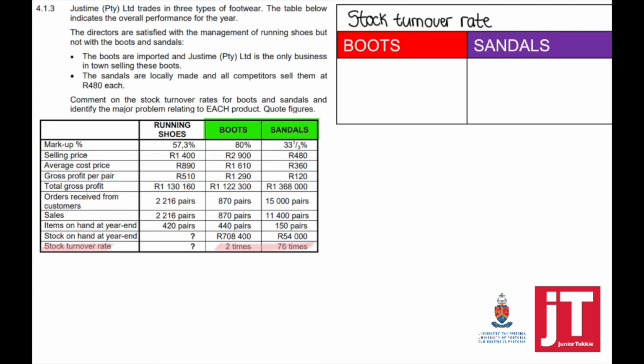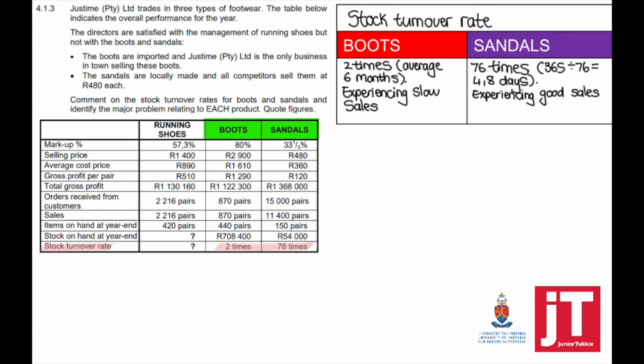If we look at the stock turnover rate, boots is 2 times, which means on average it's 6 months, compared to the sandals, which is 76 times. Now, if you take 365 days in a year, divided by 76, it equals 4,8 days. So between the two, boots are experiencing slow sales compared to the sandals that are experiencing good sales.